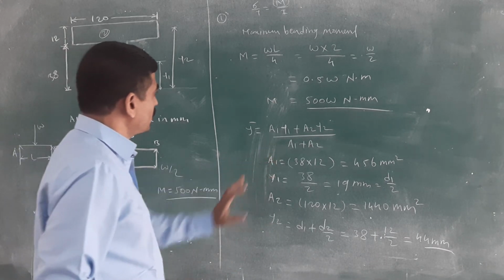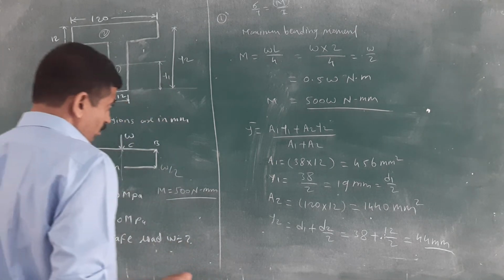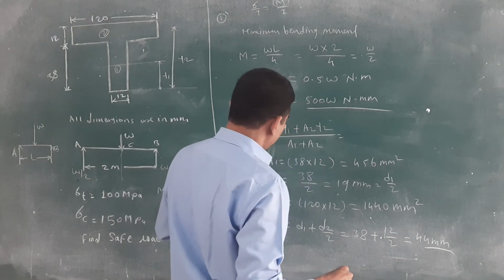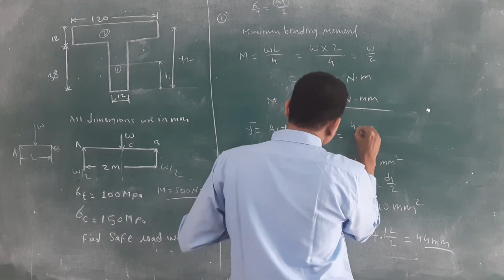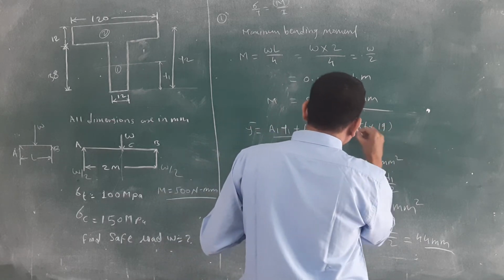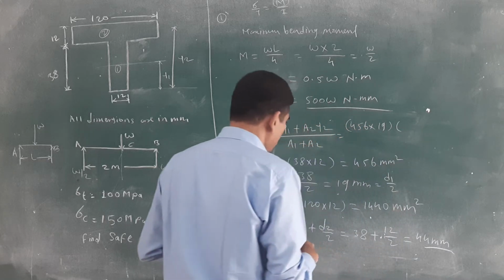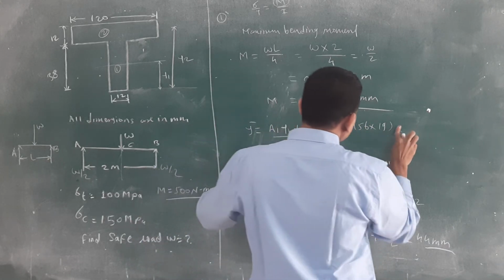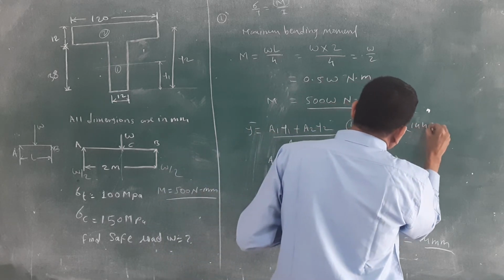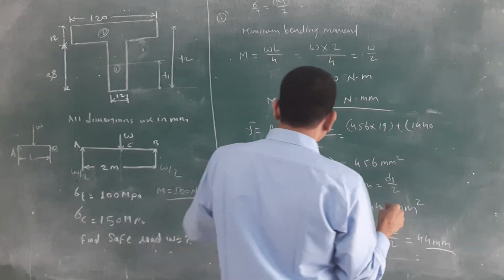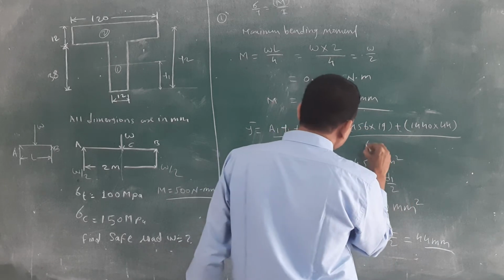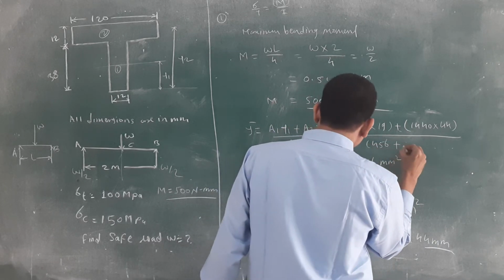Put these values in that equation. What is area 1? Area 1 is equal to 456 into y1, which is 19, plus area 2, 1440 into y2, 44, divided by area 1 plus area 2, 456 plus what?